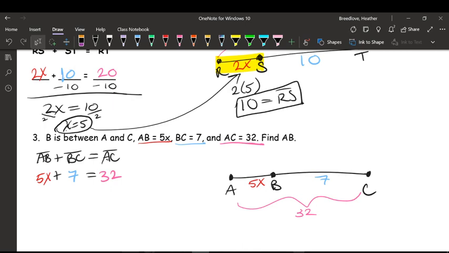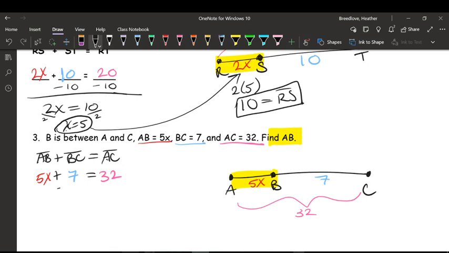So one piece, this section, plus this section equals the whole thing. So 5x plus 7 equals 32. And I want to find AB. AB on the number line is this part, the 5x. So that means I do have to solve for x, even though that's not what my question is asking for.